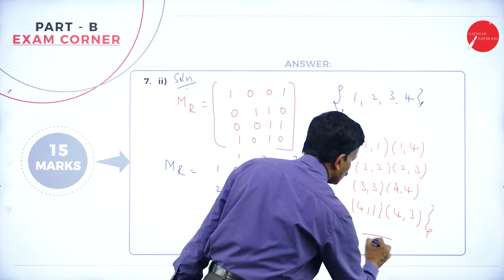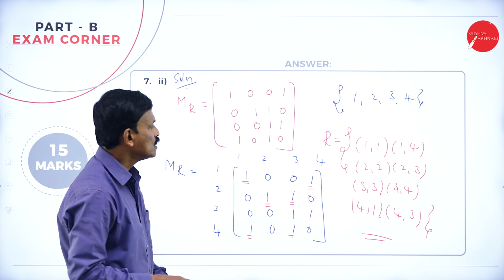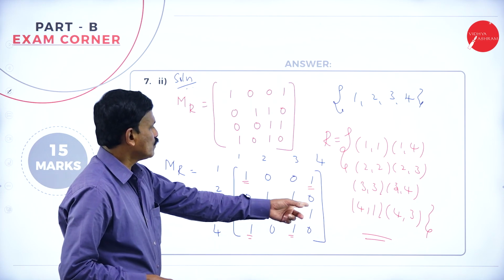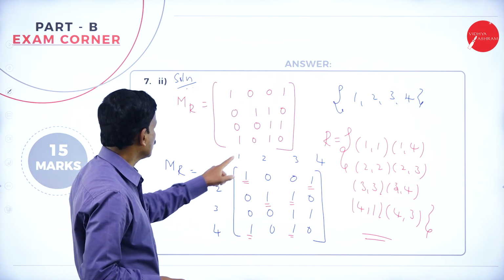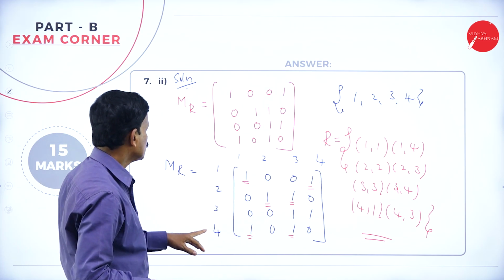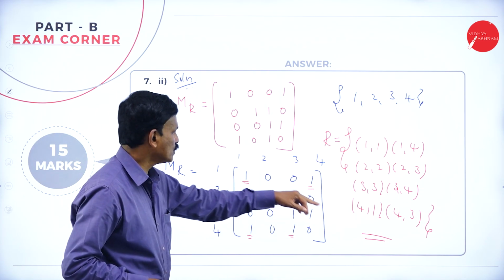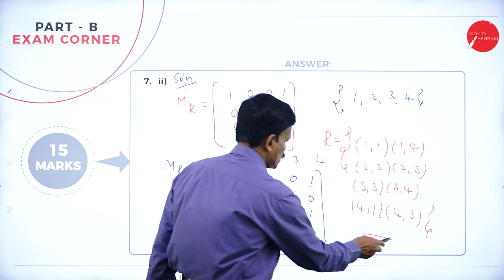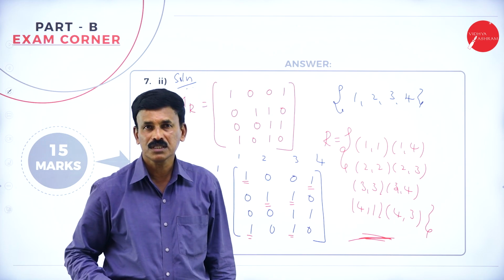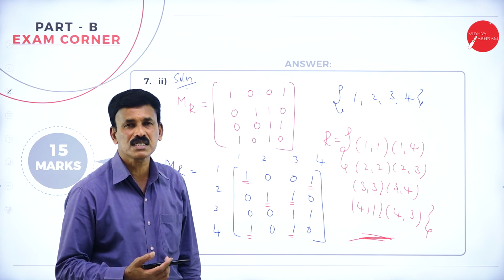So, these are the elements of the set R which contains all the ordered pairs: 1 comma 1, 1 comma 4, 2 comma 2, 2 comma 3, 3 comma 3, 3 comma 4, 4 comma 1 and 4 comma 3. These are the required ordered pairs for this given matrix whose relation is denoted as capital R. Okay, that's it. Hope you followed, right? If you do this much, definitely you will get 4 marks. This is a very simple concept.